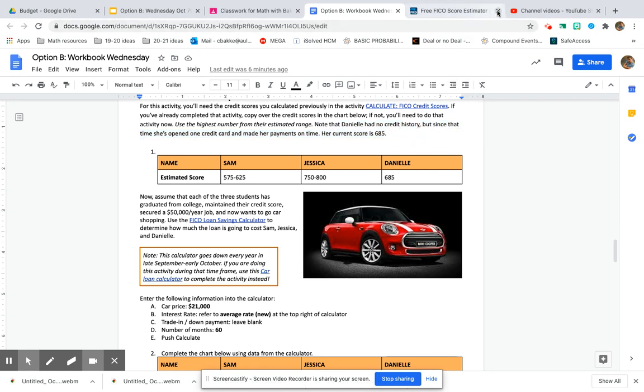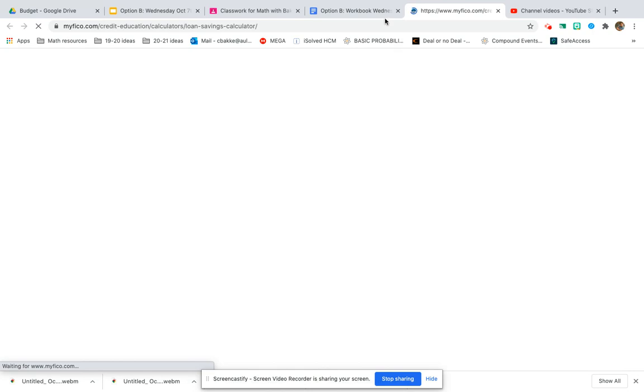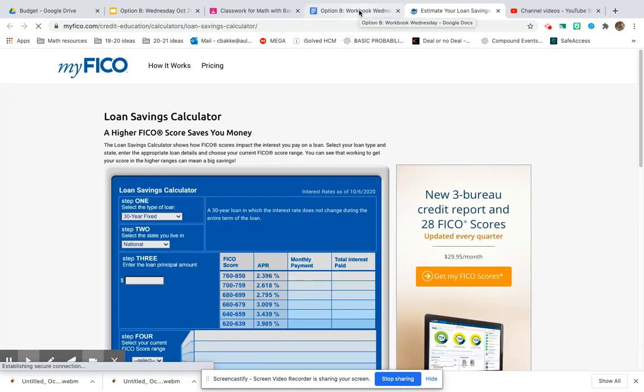So we can go ahead and close out that FICO score estimator. And now we're going to open up the FICO loan savings calculator. And we're going to use this for both the car loan and the auto loan example.